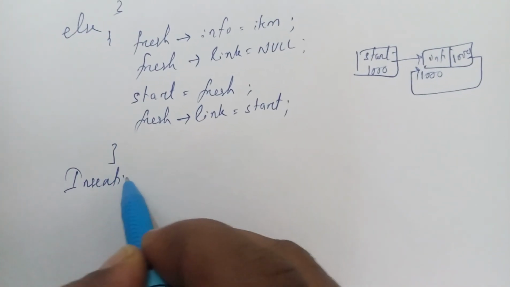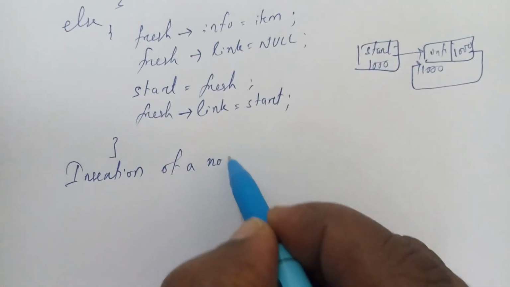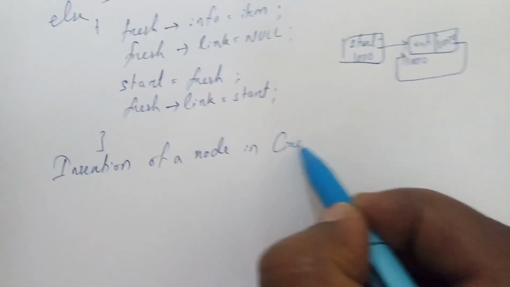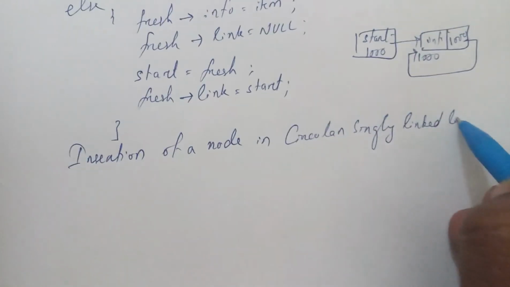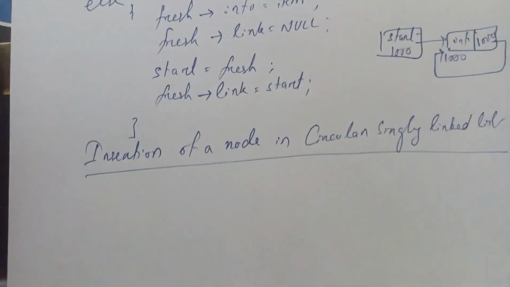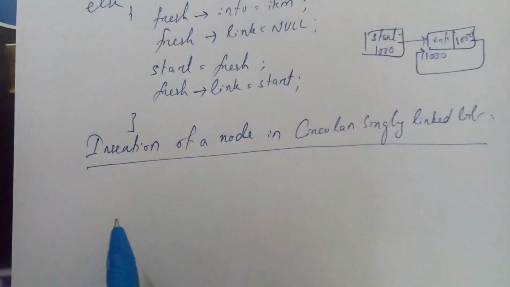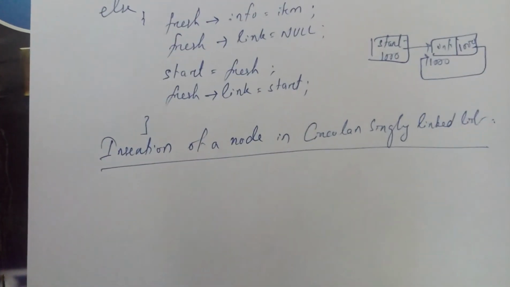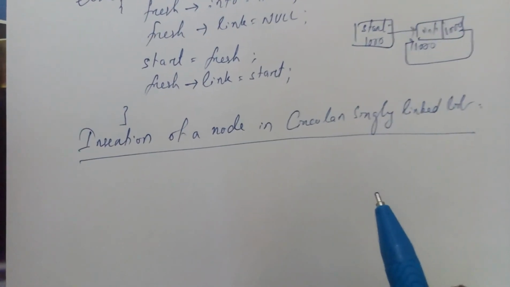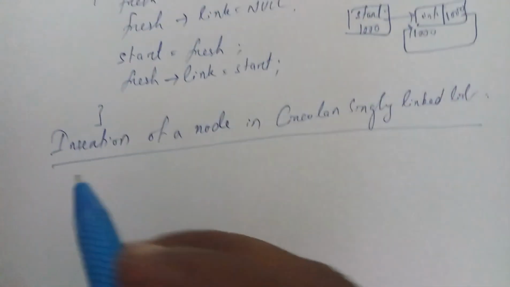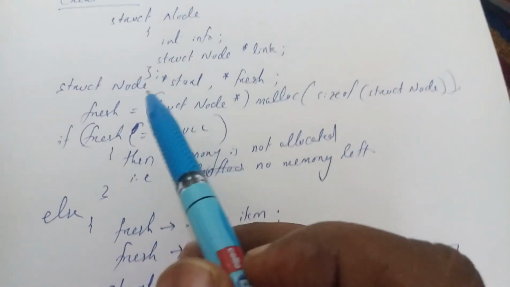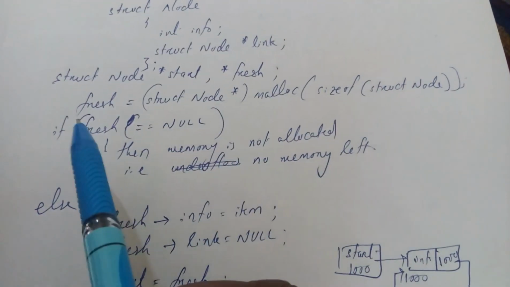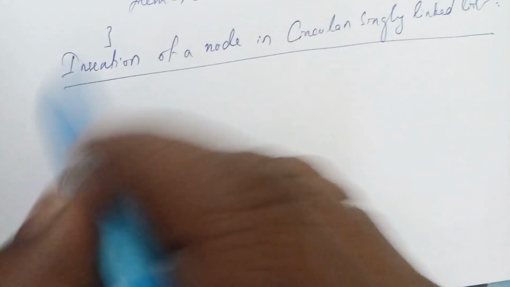Insertion of a node in a circular singly linked list. Suppose you have a circular singly linked list with a number of nodes. You want to insert a node at the beginning of the circular singly linked list. So we'll see the algorithm here. I am not going to define again what the node is and how the dynamic memory allocation takes place for the fresh pointer. I am writing the pseudocode only, the algorithm part.